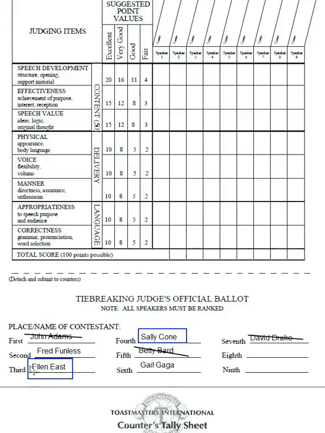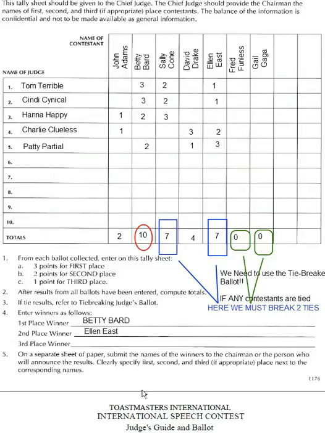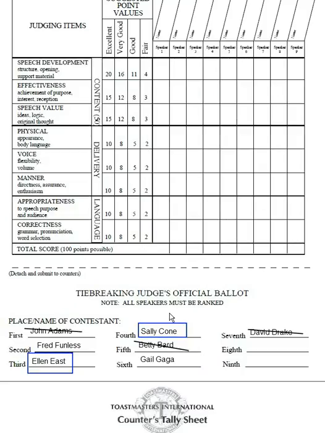What we're looking for is which of those 2 is ranked higher. It doesn't matter which position, but in this case, Ellen East is ranked higher than Sally Cohn on the tiebreaker judge ballot, so Ellen East wins the tie. Ellen East gets second place, and Sally Cohn, ranked lower on the tiebreaker judge ballot, gets third place.